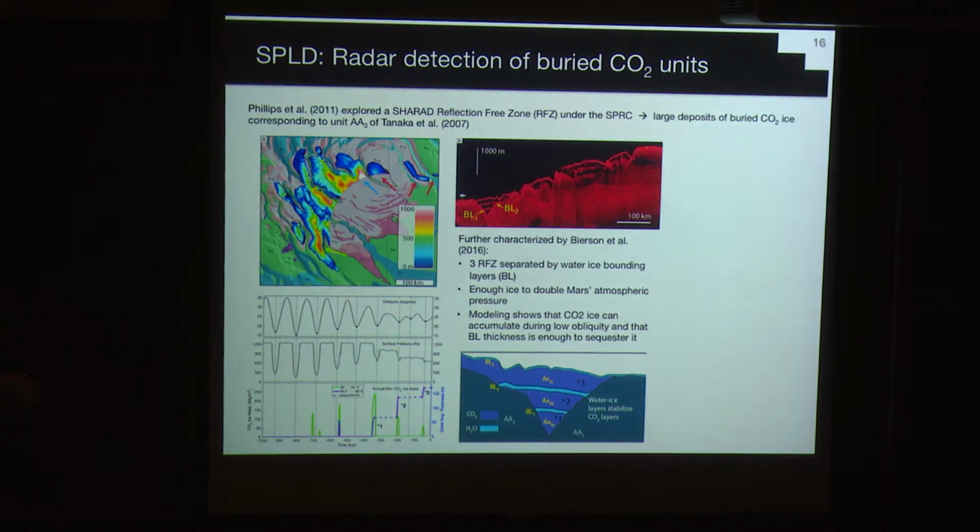Okay, and again, I think Shane showed this as well, and so I'm going to go into a little bit more detail about this discovery of the CO2 ice unit. So this unit was discovered by Phillips et al. 2011, and it was further characterized by Bierson et al. last year, and this was the same radargram that Shane showed. They basically found large deposits of buried CO2 ice, and you can see the thickness and the extent of those deposits here. This is the South Polar residual cap. That's the South Pole right there.